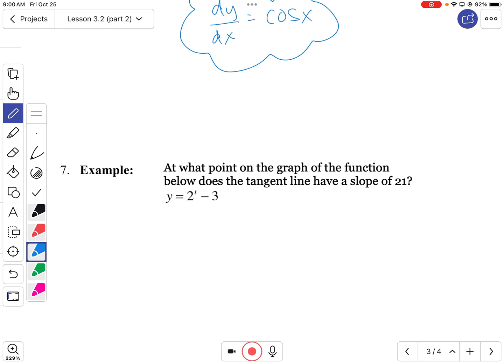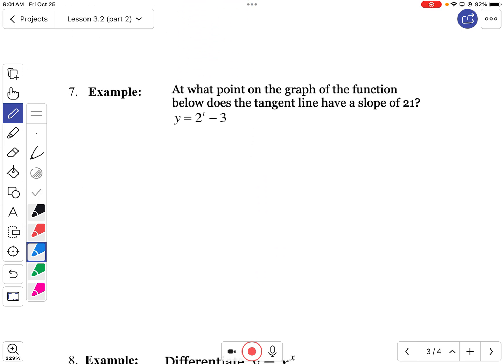You're going to be. Okay, let's look at this next one. This is actually a calculator active question. I forgot to put your icon on there. I think you'll see why in just a second. So it says, at what point on the graph of the function below does the tangent line have a slope of 21? So we're talking about a tangent line that has a slope of 21.